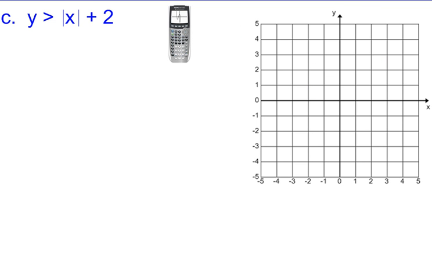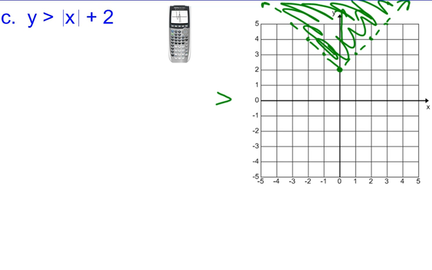C, hopefully when you graph C on your calculator, you notice that it looks the same as our other one, except it went from 0, 0 to 0, 2. It moved up 2 spots. And then the shape appears to be the same after that. It's a greater than symbol, so I do dashes. And it's, again, where y is going greater than, so I'd shade the inside of this absolute value. And hopefully you got all that.